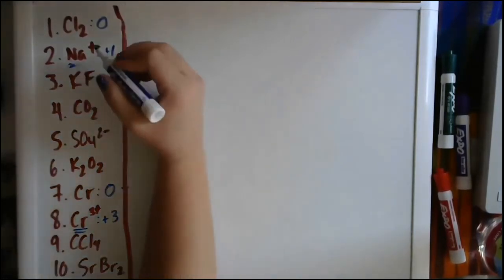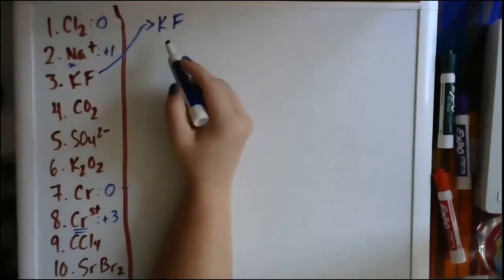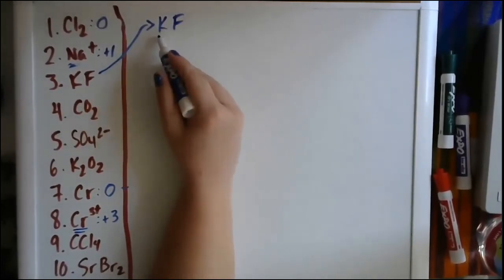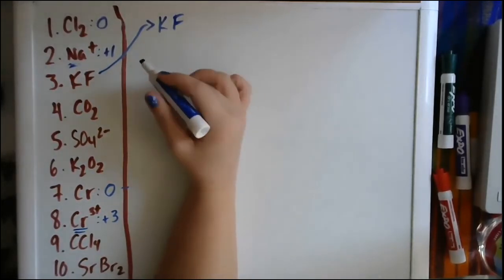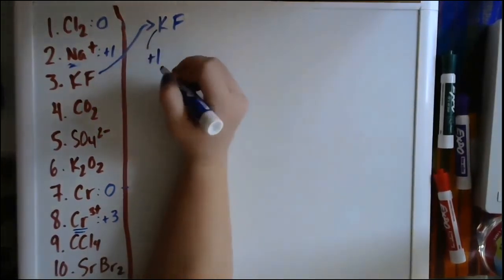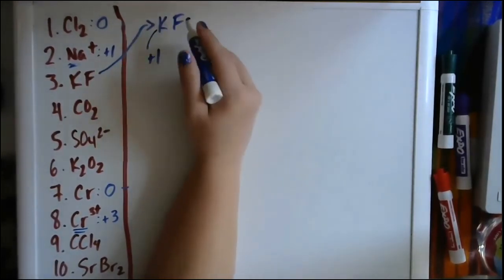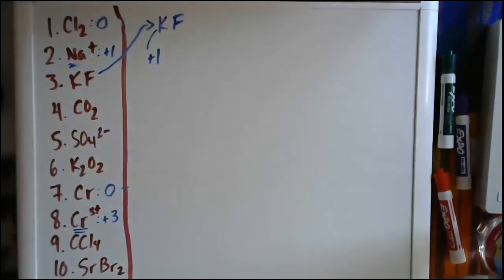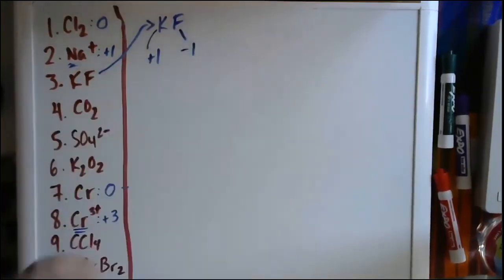All right. So now we will look at KF. Out of these two atoms, potassium falls first on our list of oxidation state rules. It's a group 1 metal, so it has a +1 oxidation state. We know that the overall oxidation state of KF has to be 0 when we add up the oxidation numbers of both components because it's neutral. That means that the oxidation state of fluorine has to be -1.